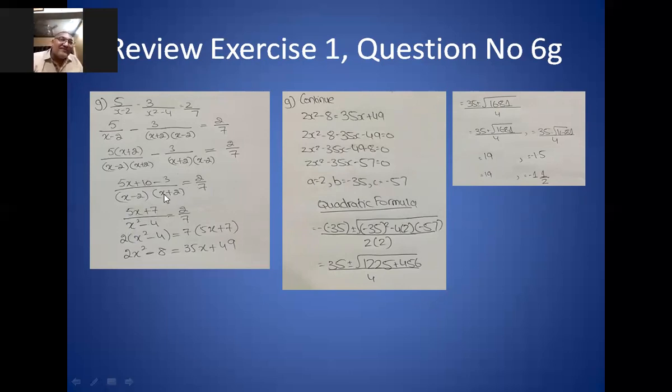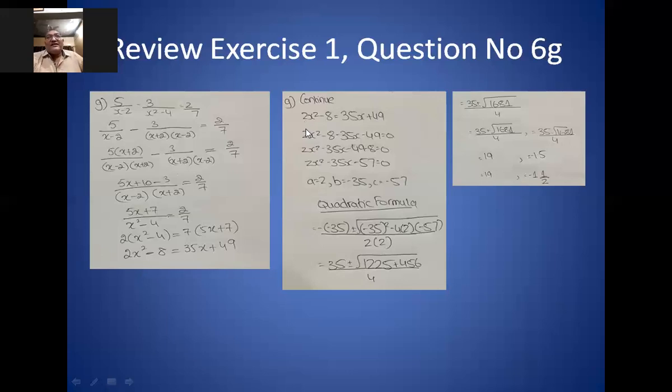Now you have two fractions, only two fractions. Now you can cross multiply. So you will have 2 (x squared minus 4) equals 7 (5x plus 7). 2x squared minus 8 equals 35x plus 49.